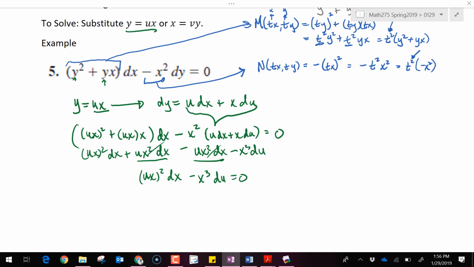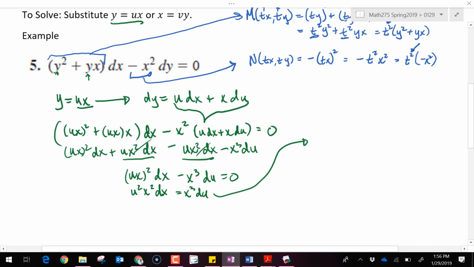Is it separable? It is. So this is u squared x squared dx. We can start to separate it, it is equal to x cubed du. And let's put the dx's on one side. What's a dx side going to have? dx divided by x. And what's the u going to have? du divided by u squared.